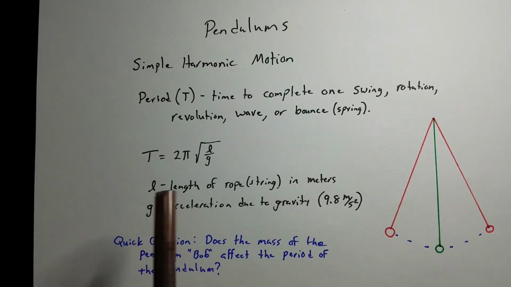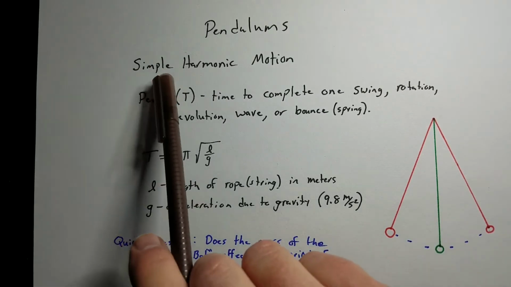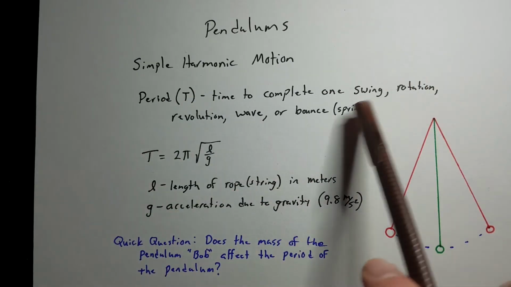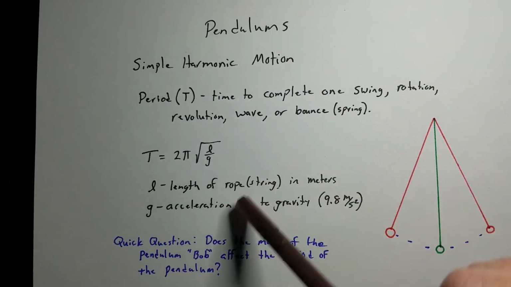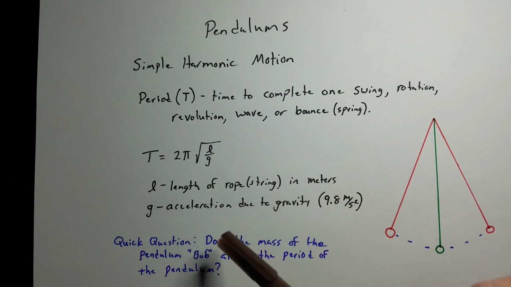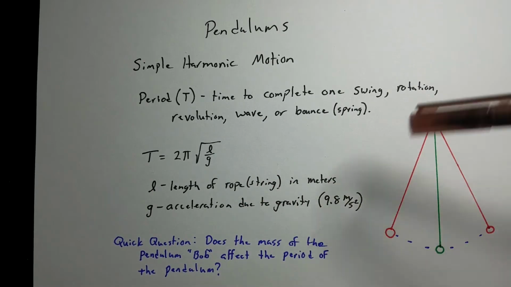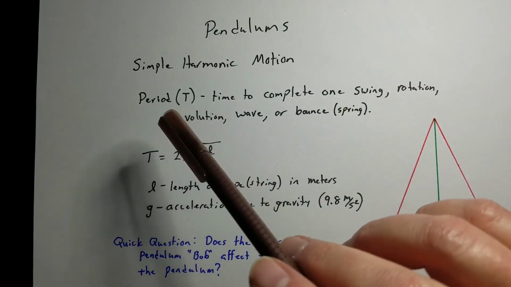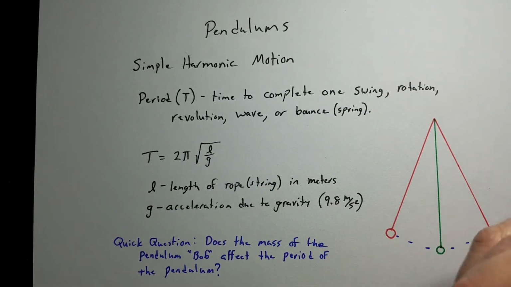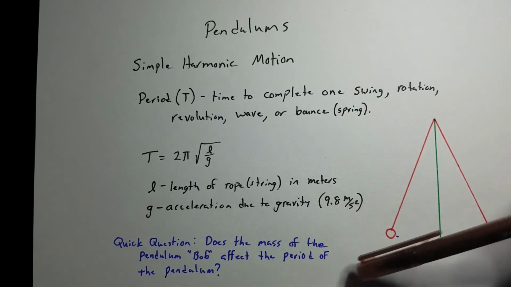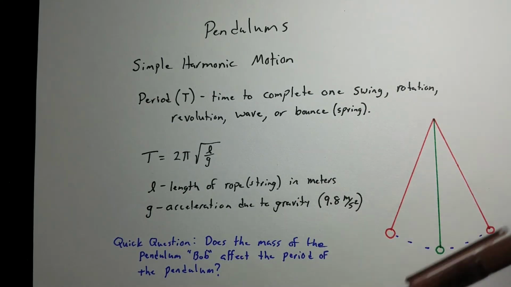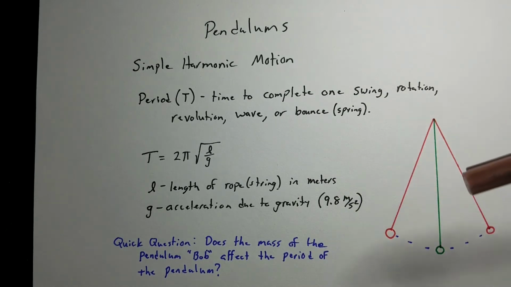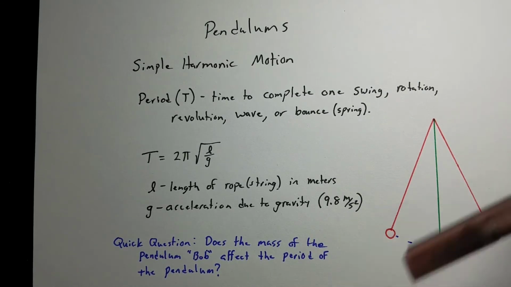So pendulums fall into the category where we talk about simple harmonic motion. That's where it periodically goes back and forth, or up and down, or left and right, but anyway, the motion repeats over and over again. And with that, we have to talk about period. Period is the time to complete one of something, whether it's a swing, a rotation, a wave, or a bounce in a spring. Either one, but it's the time to complete one cycle.